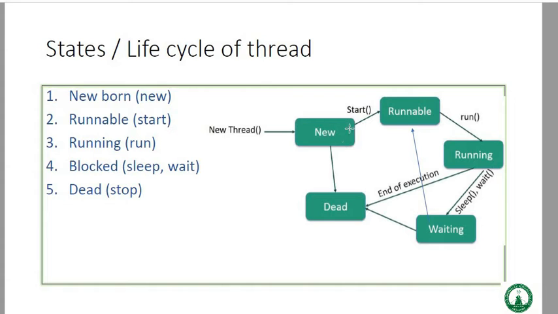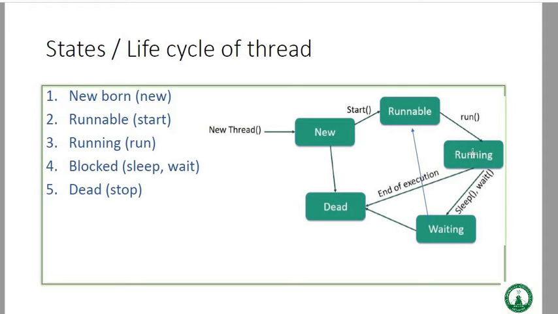The second option is from the new state, it can move to a runnable state. That is, we can use the start function to move a thread to runnable. It is ready to run, but it is not actually running. So it is the runnable stage. When it gets the processor to be executed, it will move to the running stage. This is executed by the run function. The run function will trigger the runnable thread to a running state. So this is actively running, that is, executing the program.